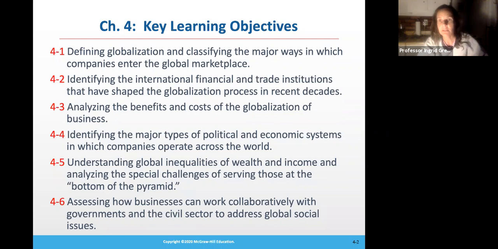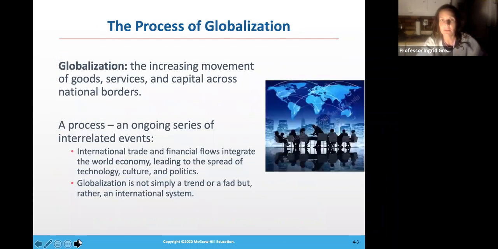And then the last key objective here is assessing how businesses can work collaboratively with governments and the civil sector to address global social issues. Great. And so workers' rights is one of my favorite social issues. Let's go ahead and jump into it.